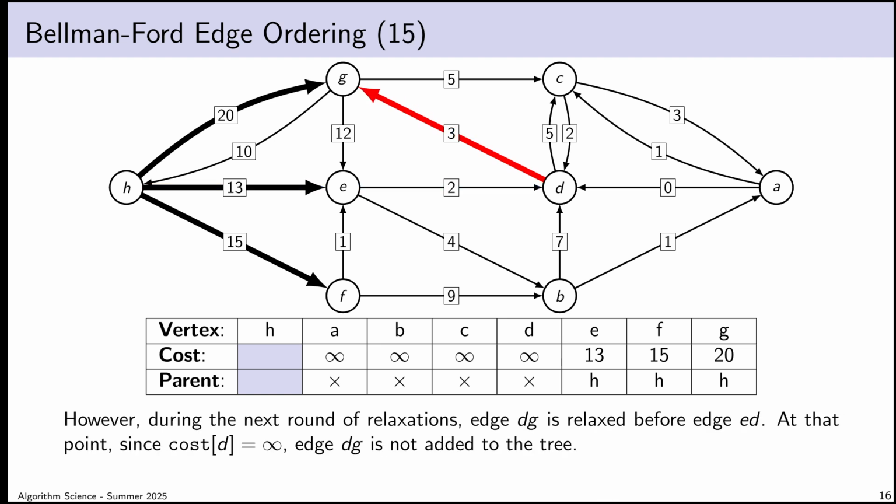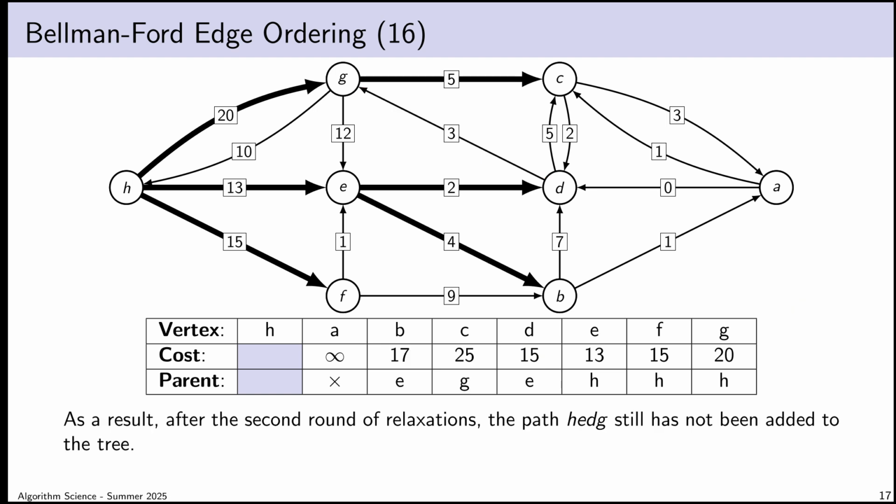So during the next round of relaxations, edge DG is relaxed before edge ED, and the state of the algorithm at that point is what we see here. When I look at the edge DG, the cost of travel to vertex D is still infinite, which of course means that this edge can't help us, so the relaxation fails. Nothing interesting happens, the tree doesn't change. So edge DG is not added to the tree. Later on in that iteration, I do find edge ED and I relax it. So at the end of 2 rounds of relaxations, vertex D is in the tree, because by then I have seen the edge ED.